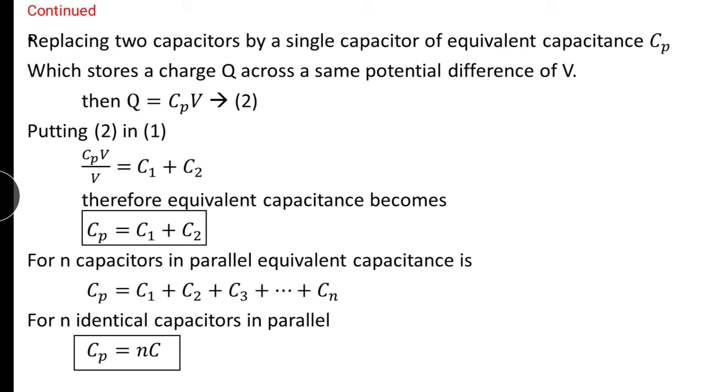If n number of capacitors are connected in parallel, then the effective capacitance becomes C1 plus C2 plus C3, etc., up to Cn. For n number of identical capacitors, if the capacitances of all the capacitors are the same, we get C plus C plus C up to n number of C's, so that we get Cp is equal to n times C.